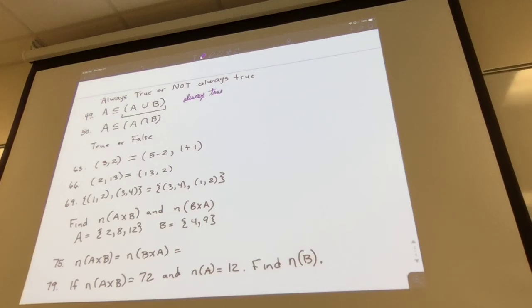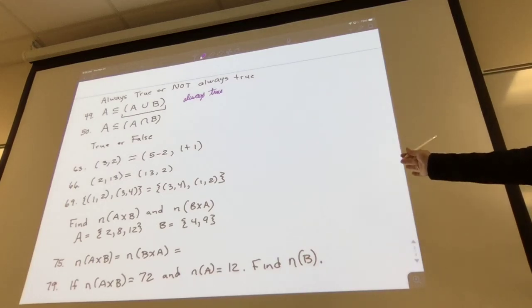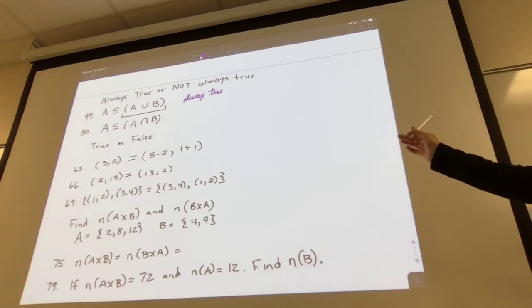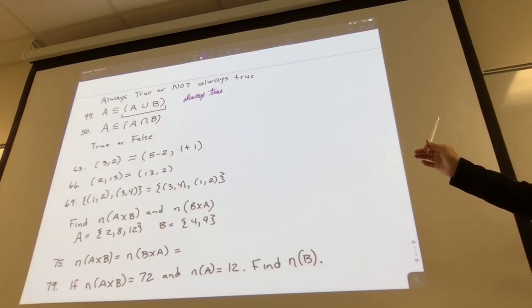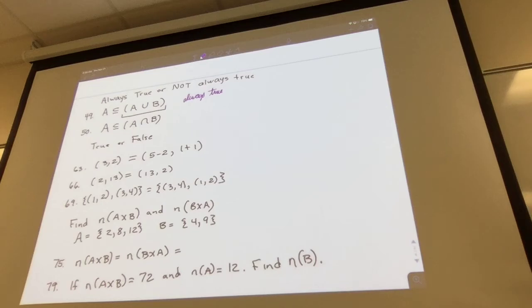A intersection B. The intersection says what for the right hand part of it, A intersection B. Remember, intersection is what they both have in common. So will the entire set A always be included in the intersection? No, not always. Sometimes it may be, but we can't say always, so not always true.